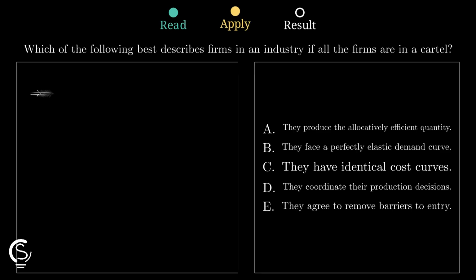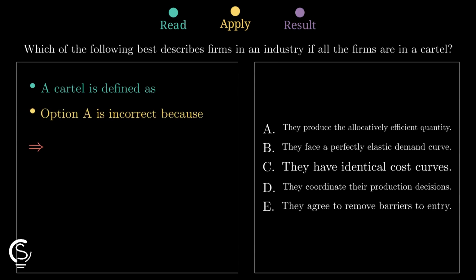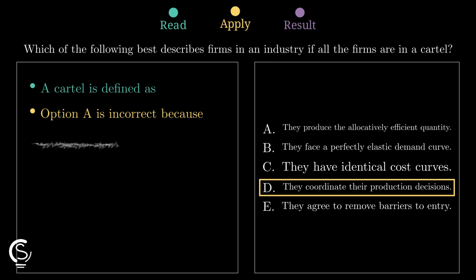Option A is wrong because cartels create inefficiency by restricting output. Option B is also incorrect because perfectly elastic demand only happens in perfect competition, which is the opposite of cooperation. Since these firms work together to set prices and output levels, they coordinate their production decisions. That makes option D our final winner.